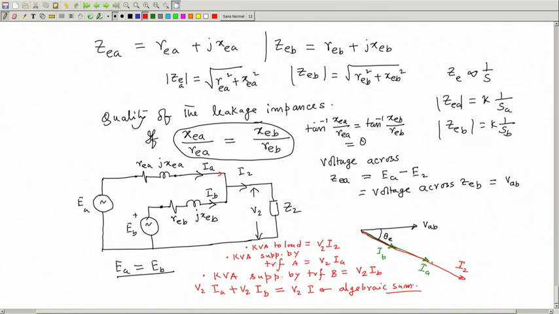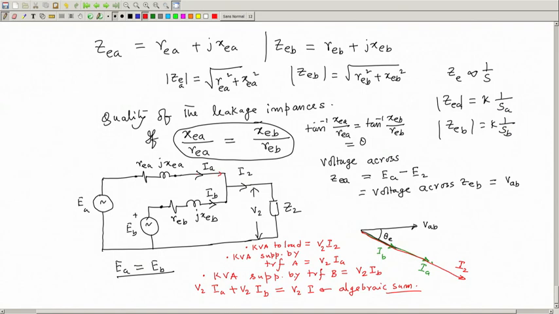Clear. Therefore, I will not only demand that the leakage impedances should be inversely proportional to their kVA ratings, but also it will be very nice if the qualities of the leakage impedances are the same. Then tan inverse XCB by REB is equal to tan inverse XCA by REA, and you will get the most desirable result. For the example we have taken, 6 kVA, 4 kVA and 2 kVA transformers paralleled, if the leakage impedances of these two are in the ratio 1:2 or 2:1 as we have seen, and the angles of the leakage impedances are the same, then your output kVA will also be 6 kVA, and that is the best thing.